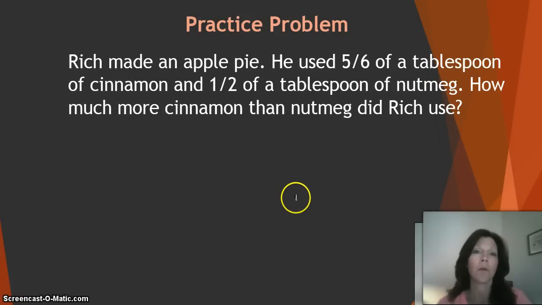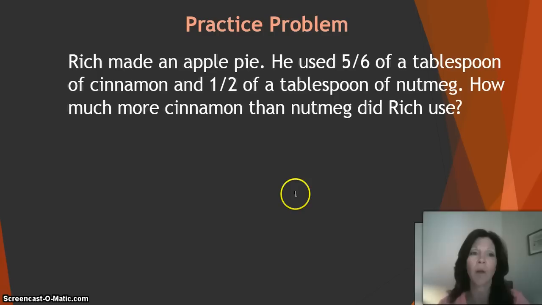All right. Practice word problem for tonight is, Rich made an apple pie. He used 5/6 of a tablespoon of cinnamon and 1/2 of a tablespoon of nutmeg. How much more cinnamon than nutmeg did Rich use? Figure this out, pause the video. When you're finished, start it again and let's solve this together.